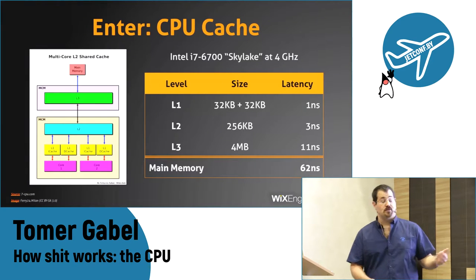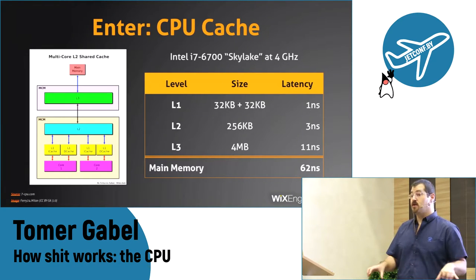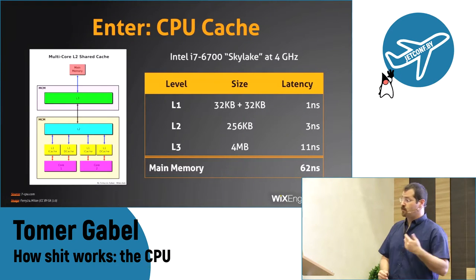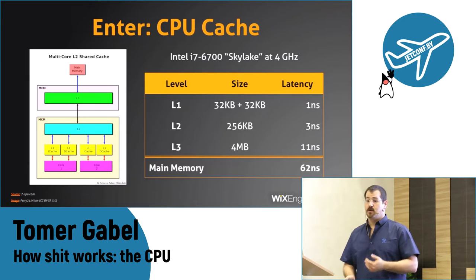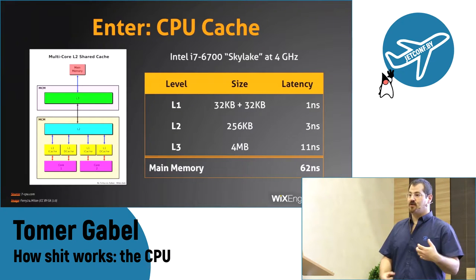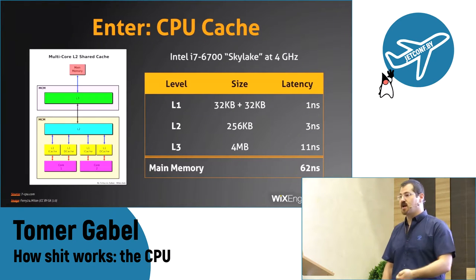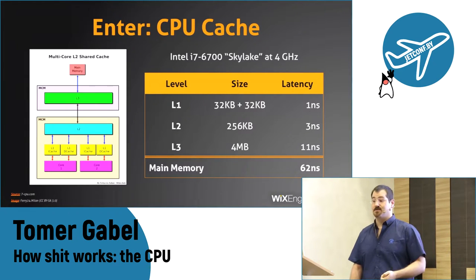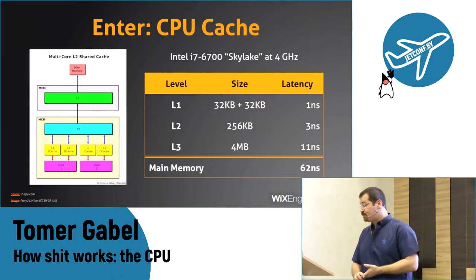Level 3 cache, for modern CPUs, is typically shared between the CPU cores, which means that there needs to be some synchronization protocol to actually access it, same as you would have shared memory between multiple threads. It is 4 megabytes in size for a modern CPU and takes 11 to 20 nanoseconds to access. And all of that is there so that you don't actually have to spend 60 nanoseconds to go to main memory every single time you do a memory access, because that is slow.